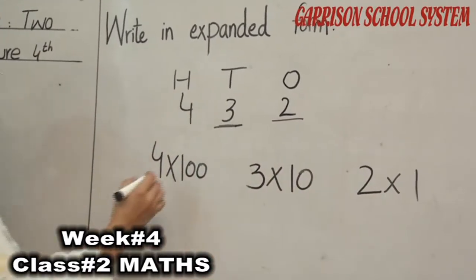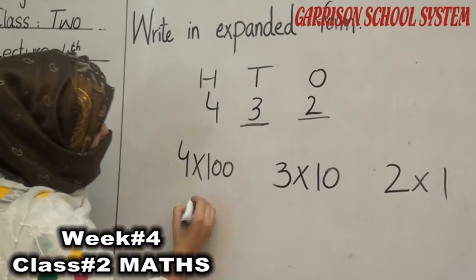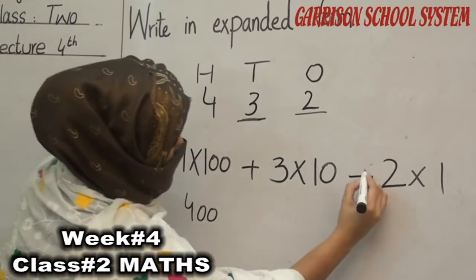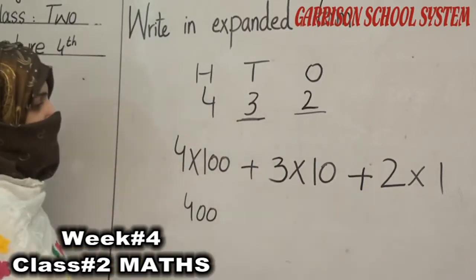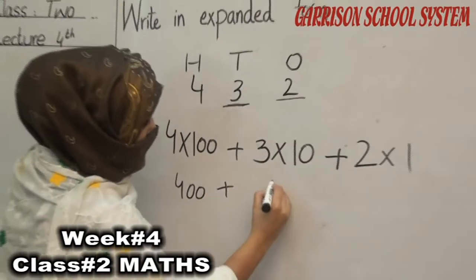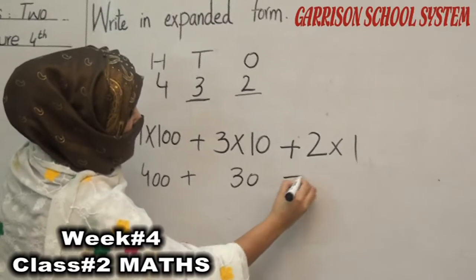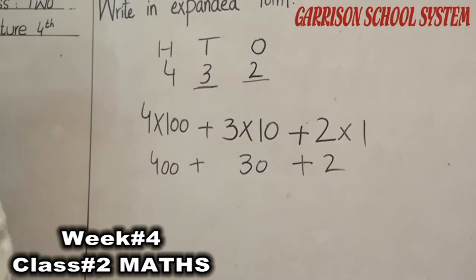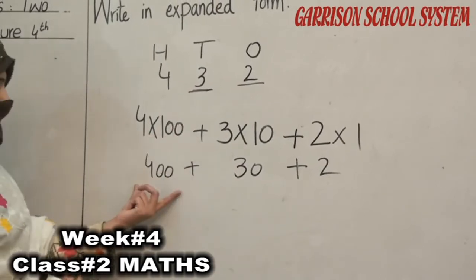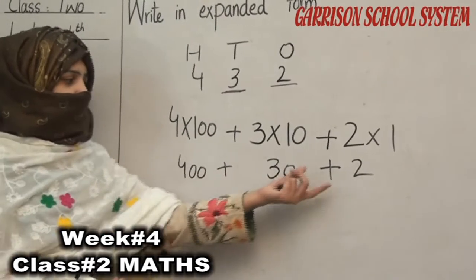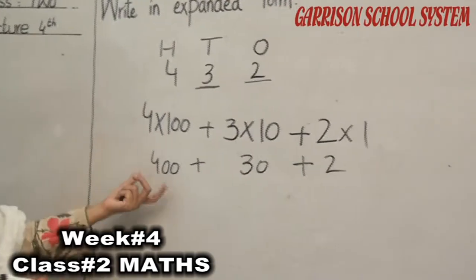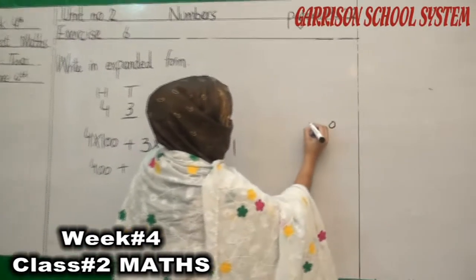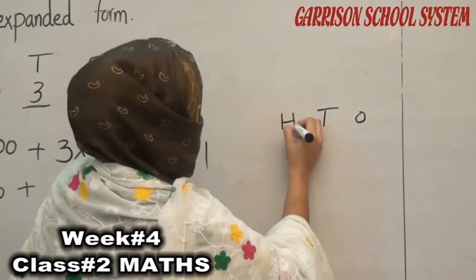Now 4 hundreds are 400. We have to write the symbol here. 3 multiplied by 10 is equal to 30. 2 multiplied by 1 is 2. Now, for 432, we have to add these numbers: ones, tens, hundreds.